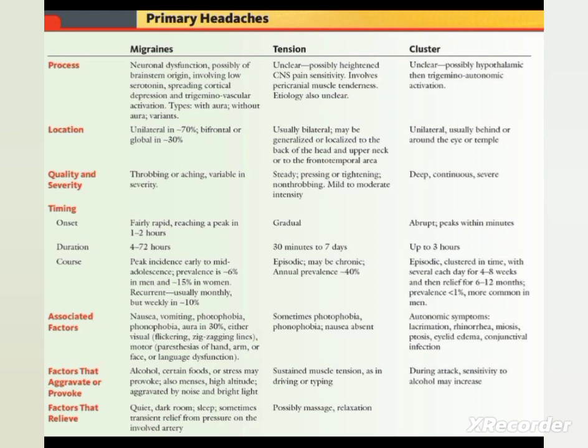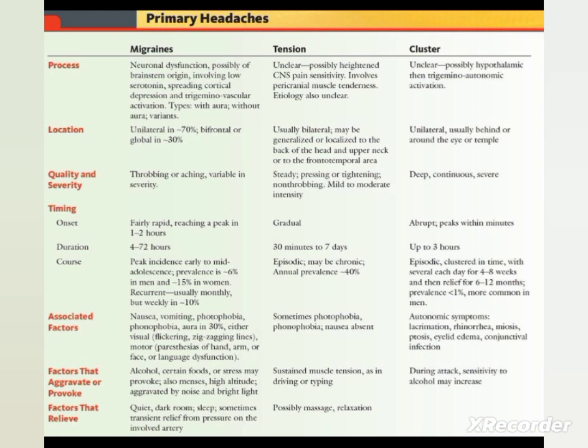And quality and severity of headache. In migraine, there will be throbbing or aching pain, and the severity will be variable in nature. In tension headache, it is steady in nature, a pressing or tightening, non-throbbing pain, and the intensity will be mild to moderate. In cluster headache, it is deep, continuous and severe headache. The most severe form of headache is cluster headache.